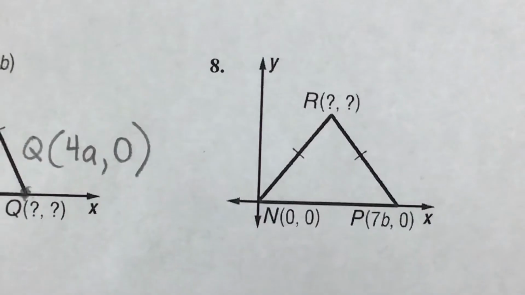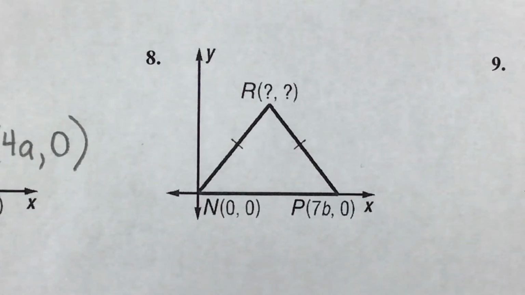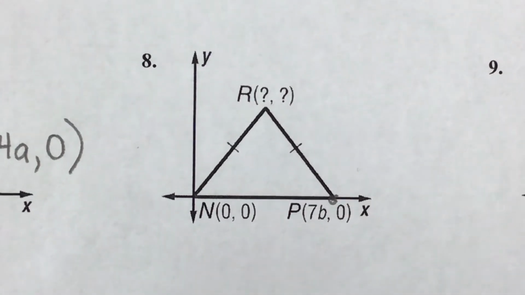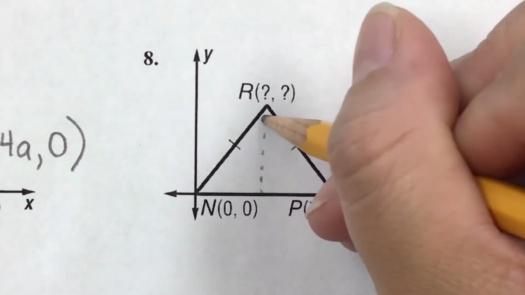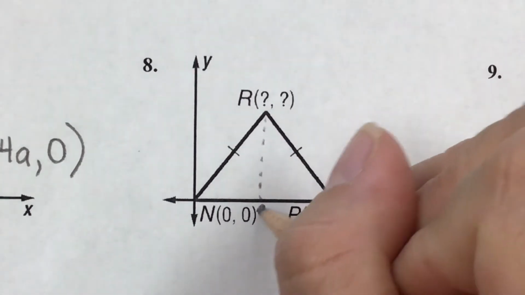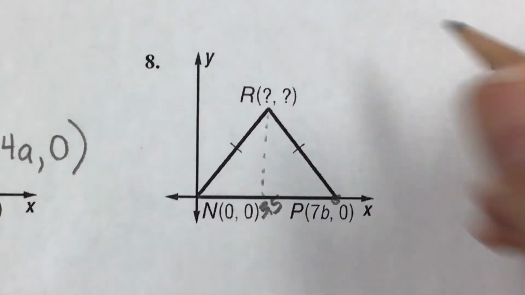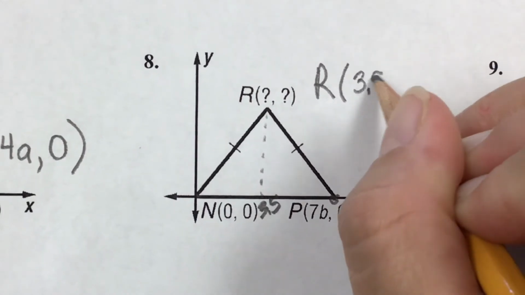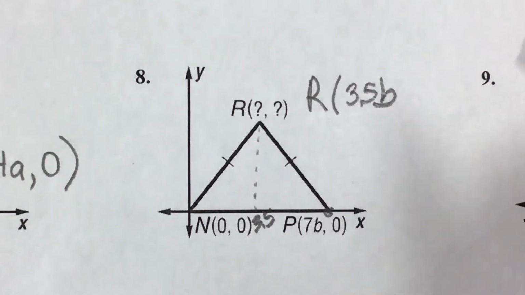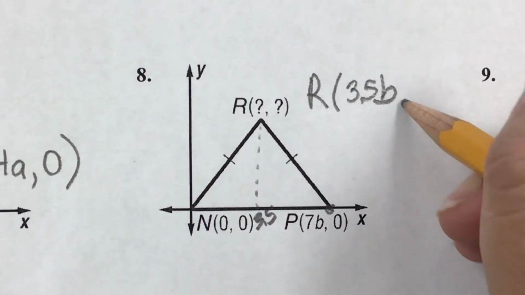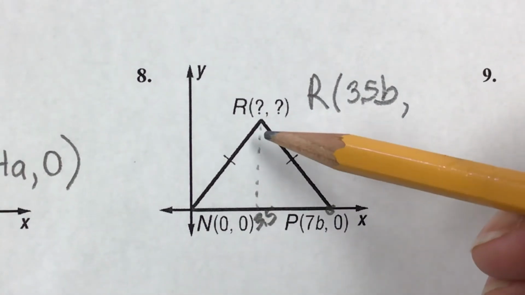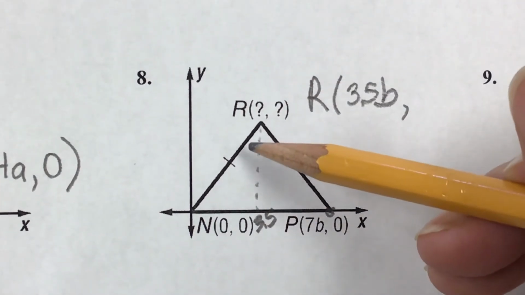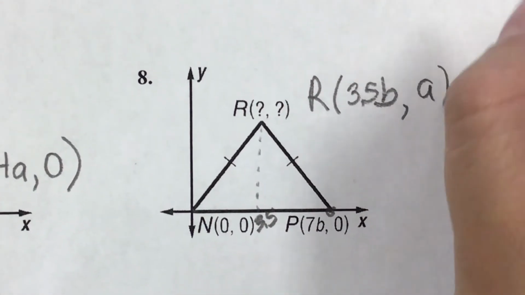All right, next. Number 8, it gives us that this is all the way at 7b. We have to go halfway to get this point right here. That would be 3.5, making your r the 3.5b units. And what I'm supposed to teach you is the Pythagorean theorem to say how tall it is, but we won't do that. We just don't know how high it is for right now. We're going to call it a.